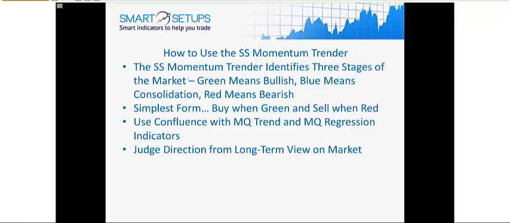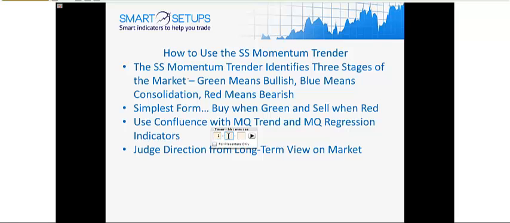Well, you can use confluence with other indicators. One of the things we do all the time in the trading room is we use the NQ regression with it. So you'll look at, okay, it's red or green, and then you'll say, okay, is the NQ regression red or green? The NQ regression indicator all it does is paint a line that looks like a moving average, but it's not. It's going to change from green to red. Red means down, green means up. So if they're both green, then you're looking to be long. If they're both red, then you're looking to be short.